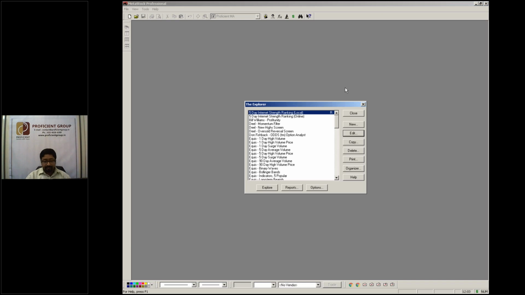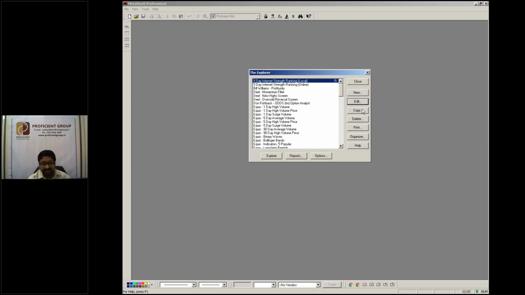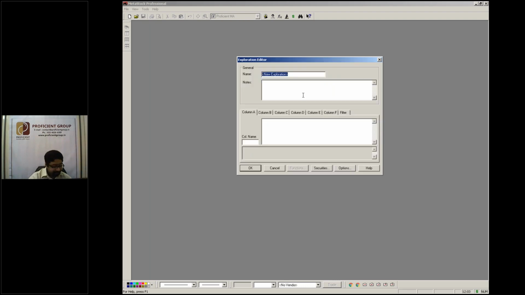Here is the Explorer. Now I am going to do an exploration, and I want to know how many stocks generated such buy signals or sell signals as of yesterday. I am going to create a new search, named moving average crossover. Now there are various columns you can see: column A, column B, column C, and so on.